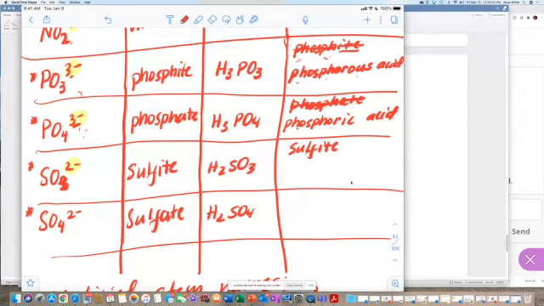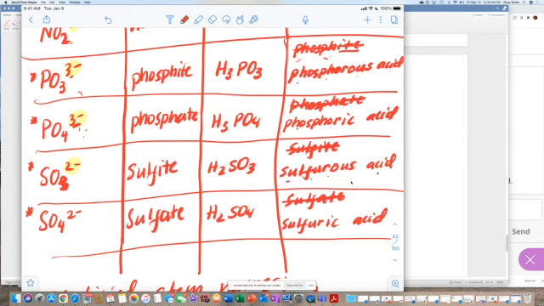Sulfite, and then sulfate. For sulfite, the sulf is replaced with sulfur. Then the ITE is replaced with OUS, acid. Here, sulf is replaced with sulfur, and then ATE is replaced with ic acid. So we have sulfurous acid, sulfuric acid. You probably have heard about these, right? You just didn't realize it took so much to name these.